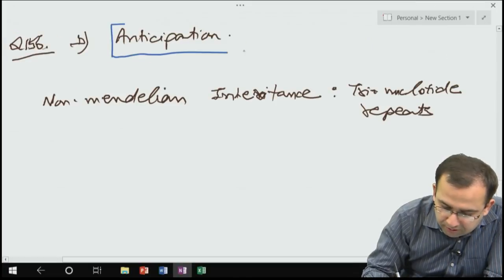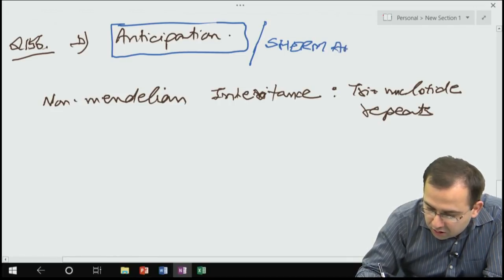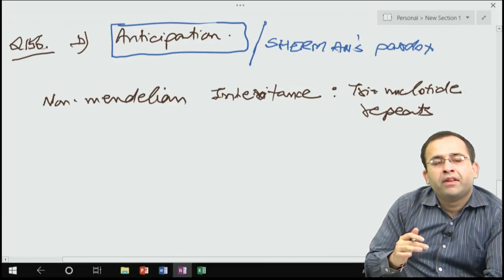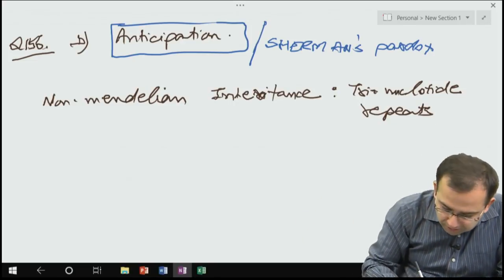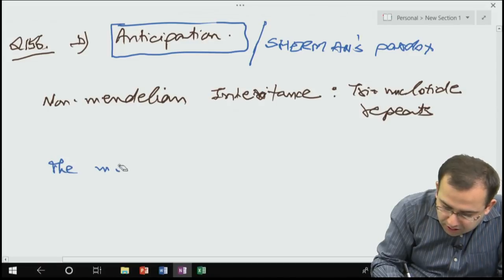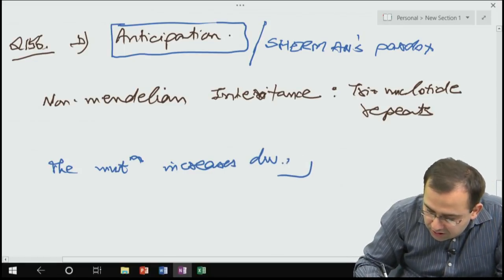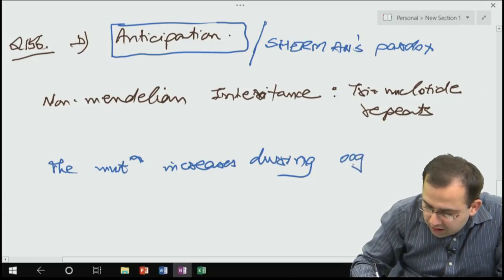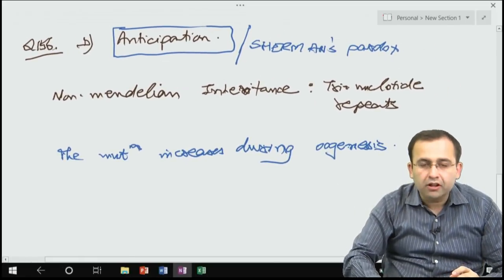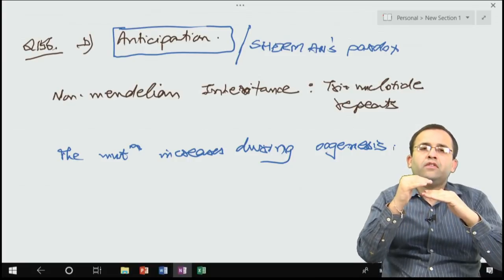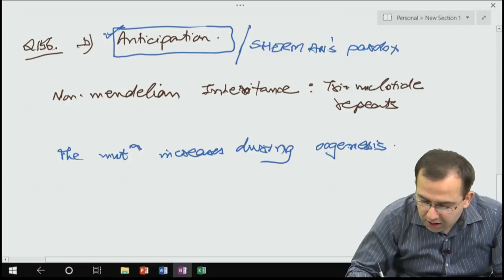Why does anticipation occur? Anticipation is also called Sherman's paradox. This occurs because with successive generations, mutation increases in meiotic division. The mutation in trinucleotide repeats increases during oogenesis. So, if the mother is in a pre-mutated state, her child will be in a mutated state. So, with successive generations, the mutation is increasing. This is called anticipation or Sherman's paradox, seen in trinucleotide repeat disease.